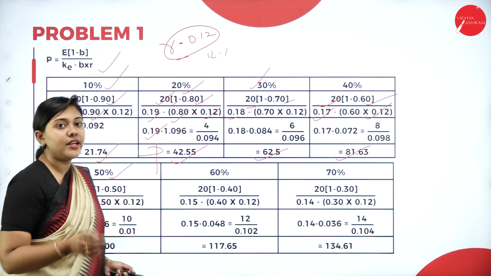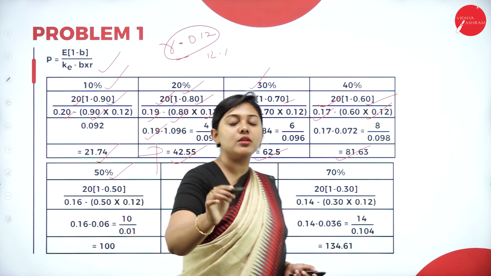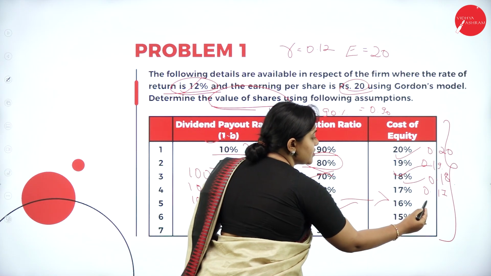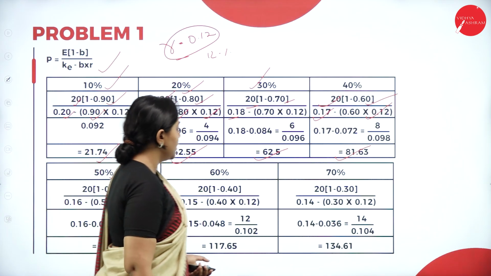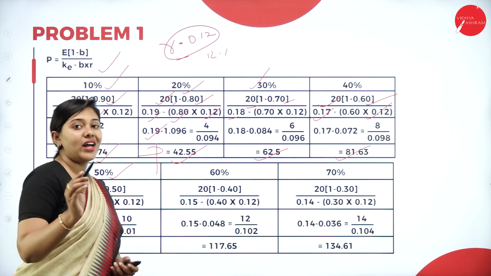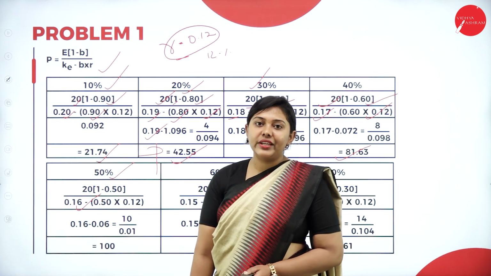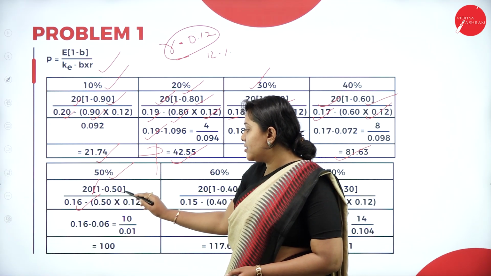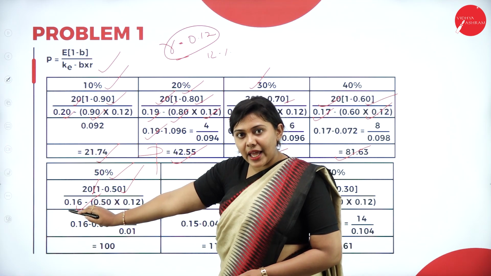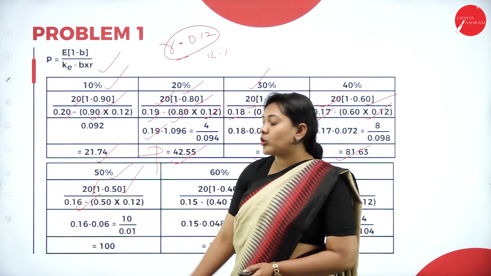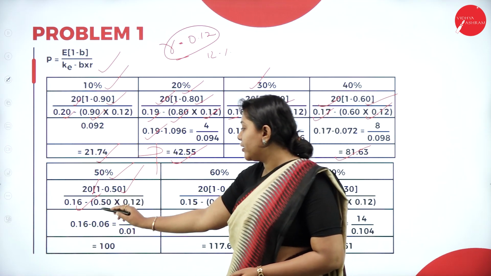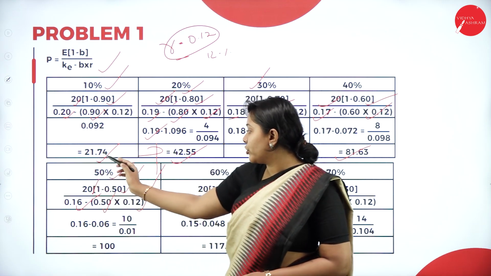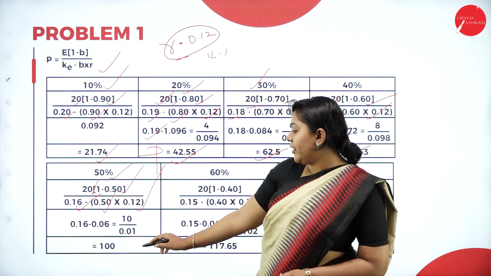Next, we have to do similarly for 50%. So if it is 50% dividend payout ratio, 50% will be your retention ratio. What will be the cost of capital? It is 16%, 0.16. So let us take that 0.16. That is your what? Equity capitalization rate or capitalization rate. So earnings, 1 minus retention ratio, capitalization rate minus 0.50, which is your retention ratio into the rate of return. If you substitute all the values to the formula, you'll get 100.